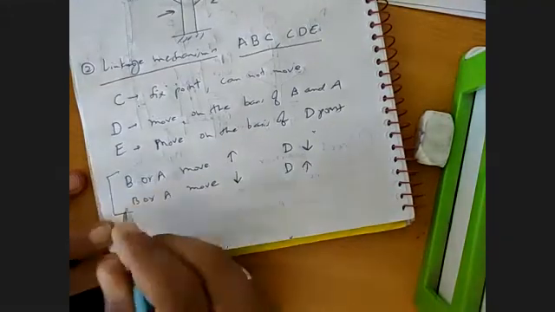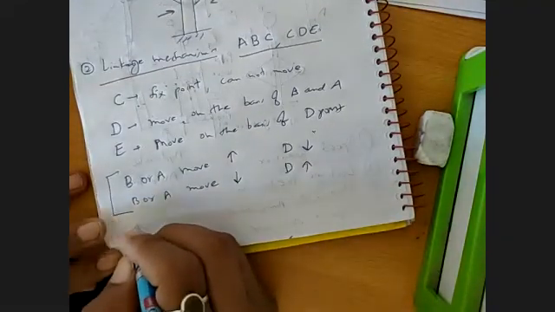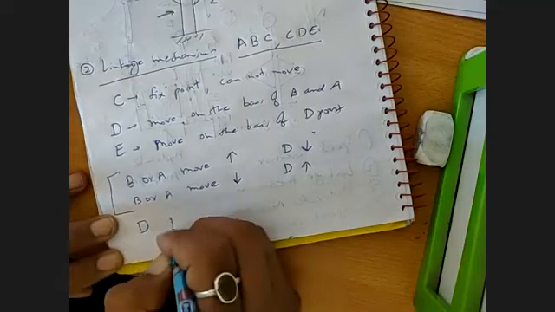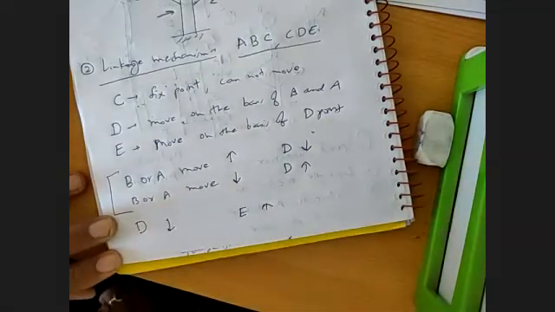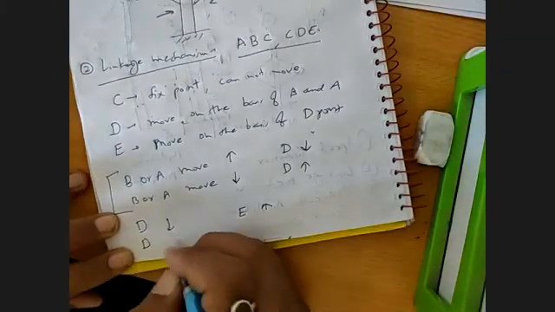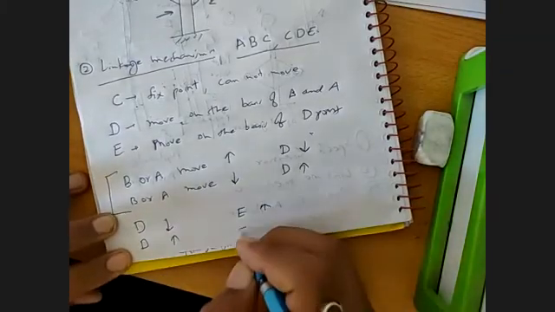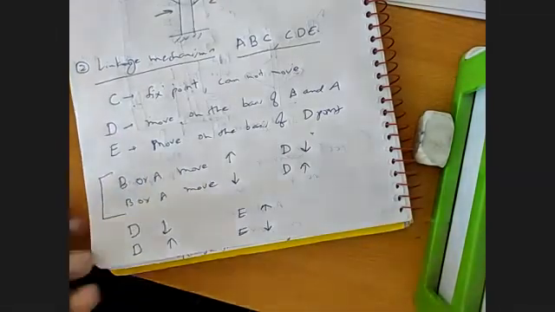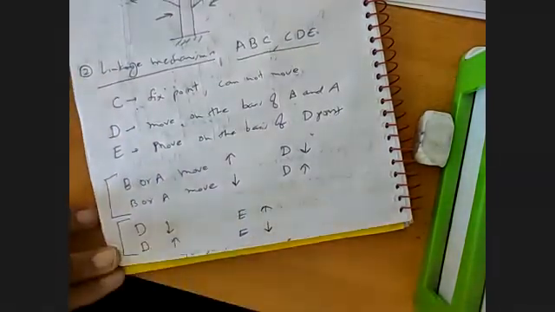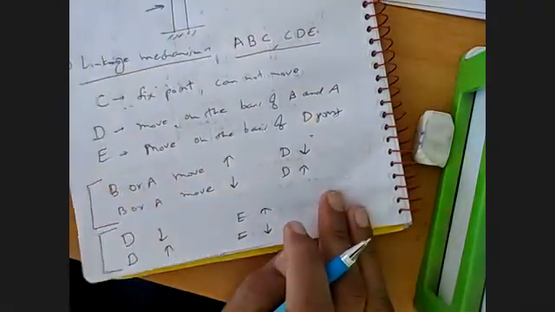And with the help of your amplifier, when D will be moving downwards, your E point will be moving upward. And when your D point will be moving upward, your E point will be moving downward. So this is how this linkage mechanism will be working in the system.